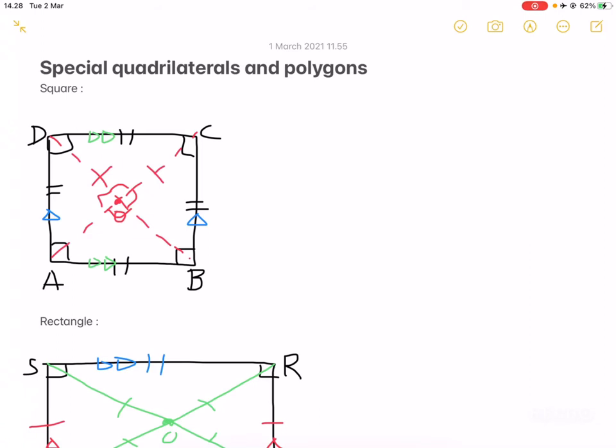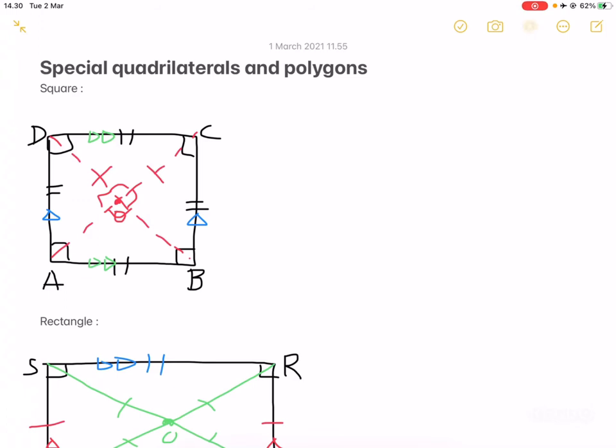Today we're going to look at special quadrilaterals and polygons. For the special quadrilaterals, I will talk specifically about their angles and their relationships, possibly between the diagonals of the quadrilaterals and stuff like that. Anyways, the first special quadrilateral that I'm going to talk about is the square.